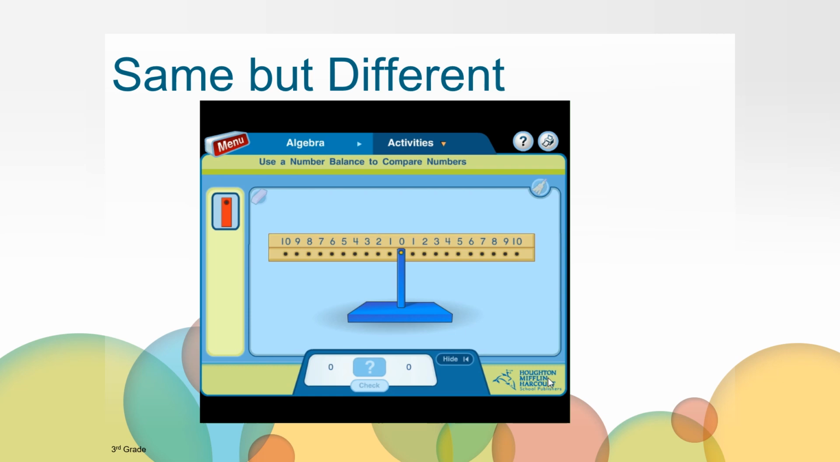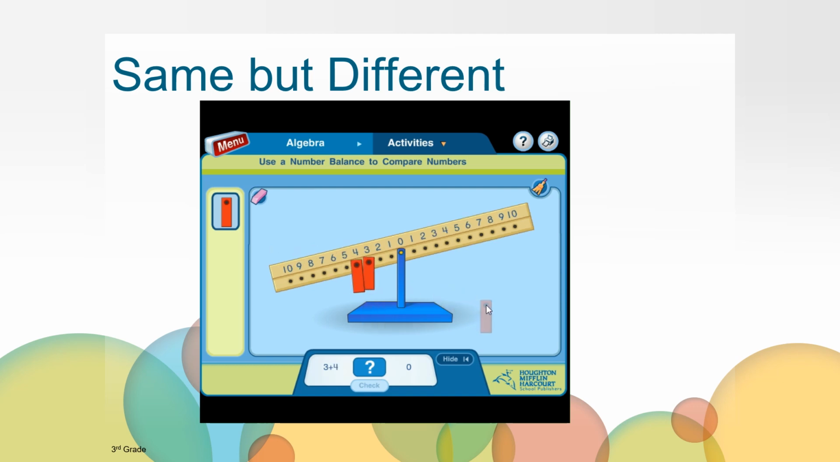Let's try one more. 3 and 4 make what? It makes 7. I want the other side to be the same, but different. It needs to balance with 3 and 4 make 7, but I don't just want to put 7. What are all the different ways that you could show 7 to make this the same but different?